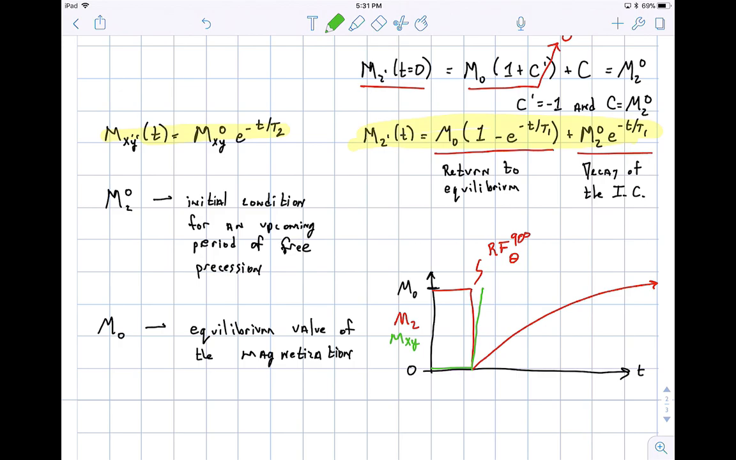So after a 90 pulse, I have my maximum transverse magnetization. I come back to my equation for free precession, and it tells me what happens to my transverse magnetization. What happens to it? It decays to zero. We have an exponential term, and it's going to decay faster than what happens with T1. T1 relaxation is pretty slow. T2 relaxation is faster by an order of magnitude or something like that.